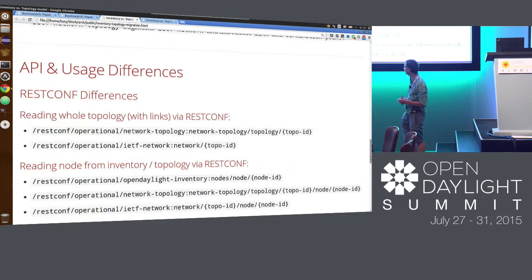In the topology model, it's longer: network-topology, topology name, node ID. And in the latest model, it's ietf-network, network name, node ID. Shorter, and more readable for end users of the REST APIs.